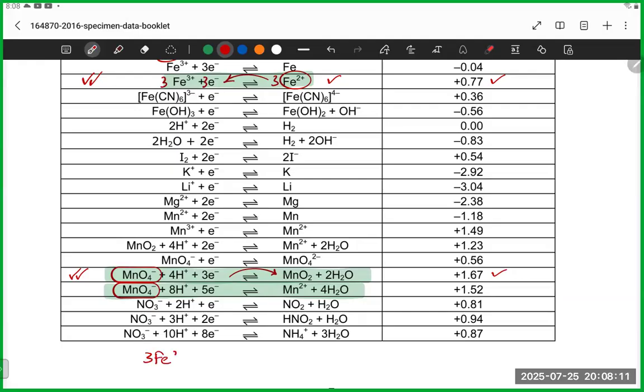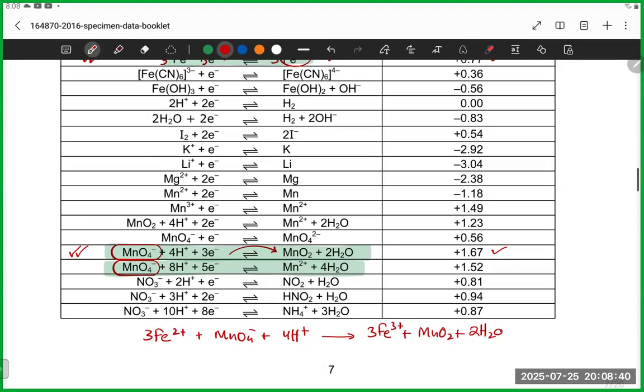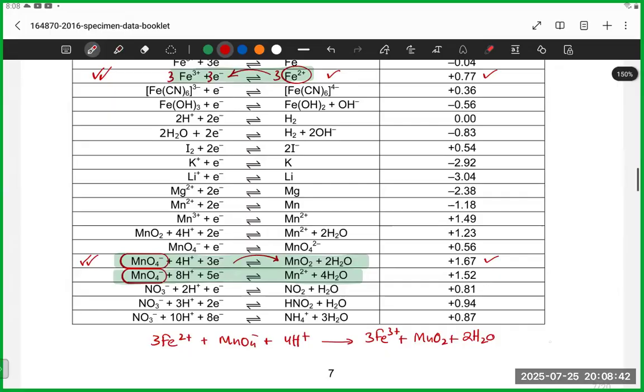3Fe2+, that's one of my reactants. And in the bottom one, it's MnO4- and 4H+. And the product is, the first one is 3Fe3+. And in the bottom one, the product is MnO2 plus 2H2O. So those are my products. So I've got this reaction, but that's my first reaction. And let's assume again that Fe2+ is in excess. I mean, let's say it's written that Fe2+ is in excess.